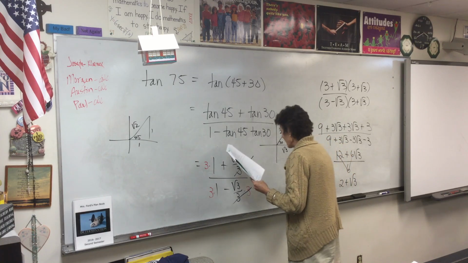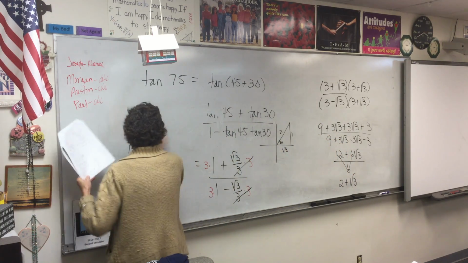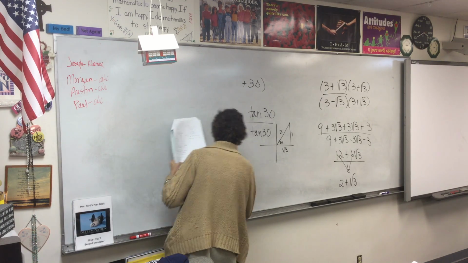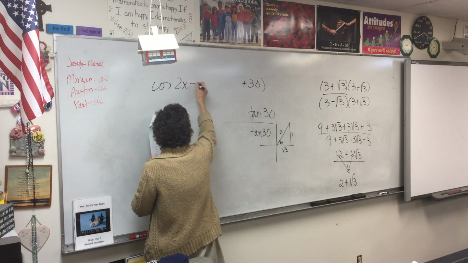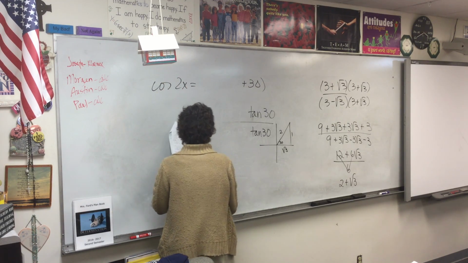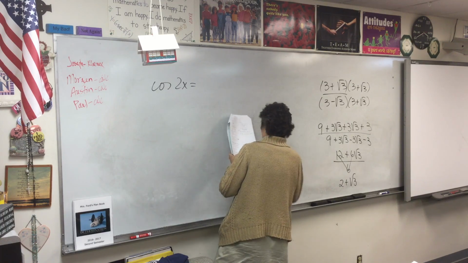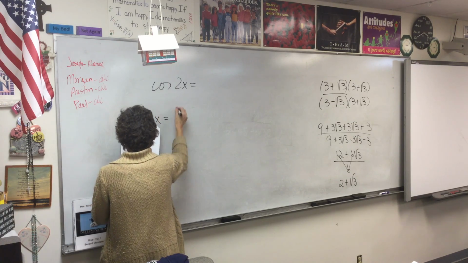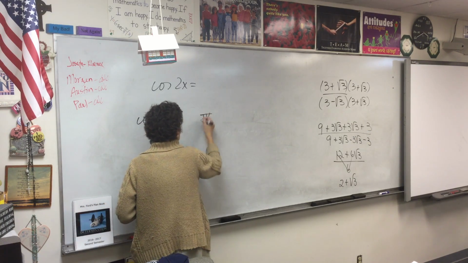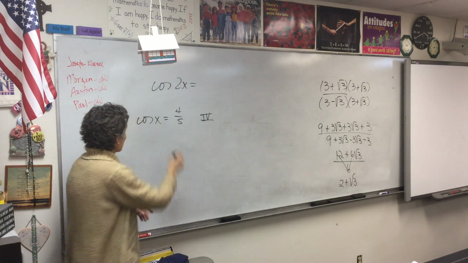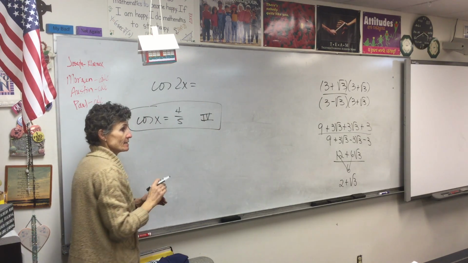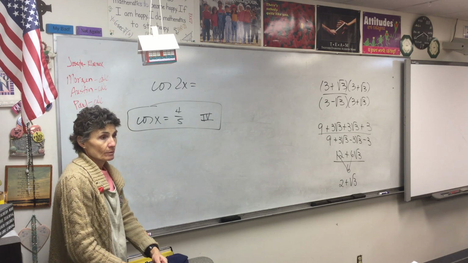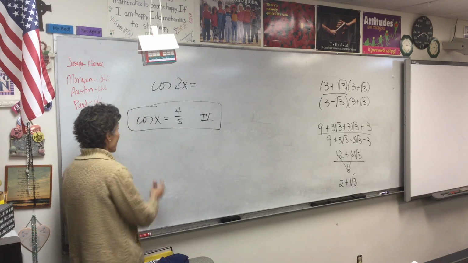Okay, this one's different now. I'm finding the cosine of 2x, and I know that cosine is 4/5, and it's in quadrant 4. So this part is the given, right? What does it help me with? It tells me where to draw the picture and how to label it.